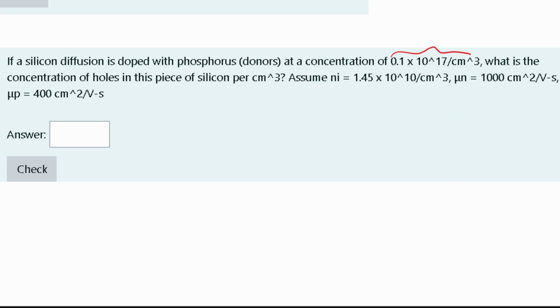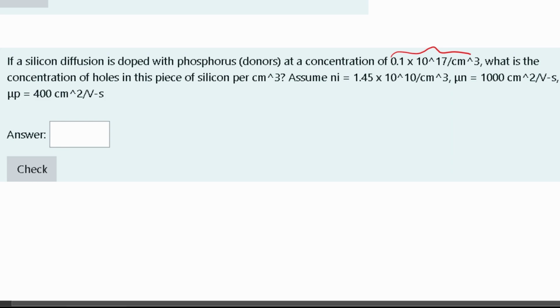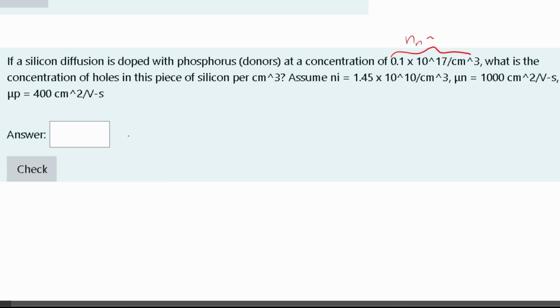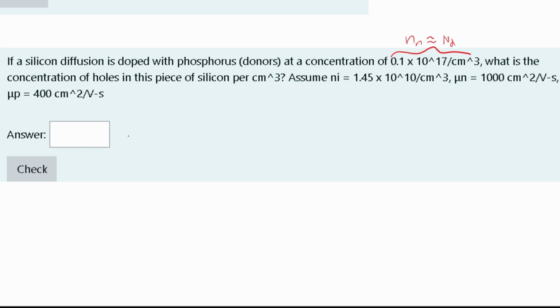If a silicon diffusion is doped with phosphorus, this is a donor at a concentration of 0.1 times 10 raised to the power of 17. What is this? Well, this is going to be our N subscript N and then N subscript D. So N subscript N is approximately the same thing as N subscript D. And this is going to help us solve for this. So this is really N subscript N, but we're saying it's about N subscript D.